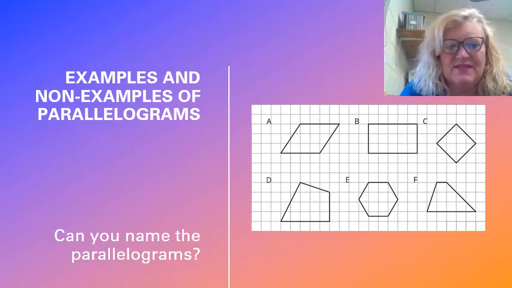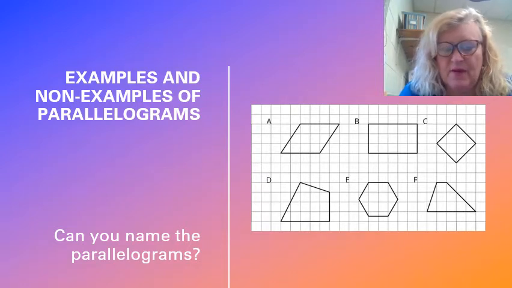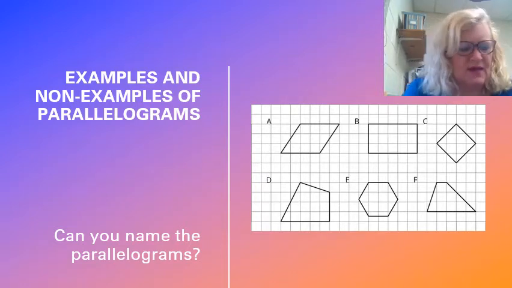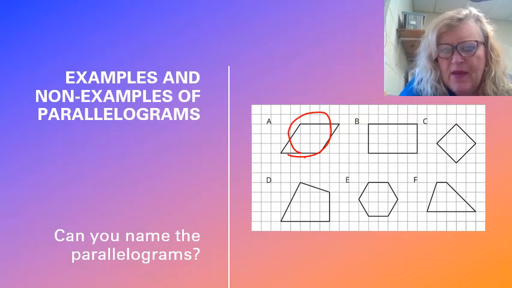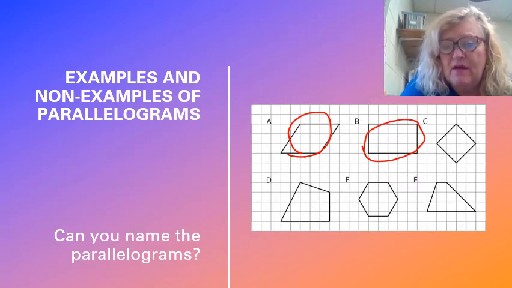All right, we have some examples and non-examples of parallelograms. Can you name the parallelograms? Okay, so let's look at A. A is a quadrilateral. It's definitely a parallelogram. How about B? Yep, B is a rectangle. It's a quadrilateral and it's a parallelogram because a parallelogram has to have opposite sides parallel. Your square is also a parallelogram.